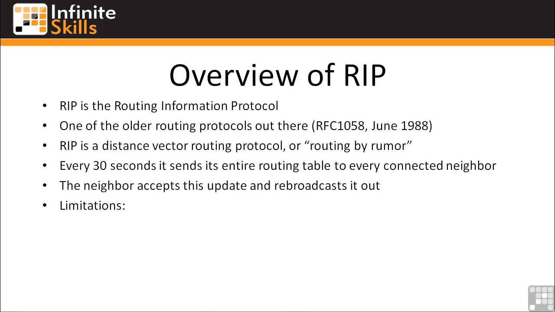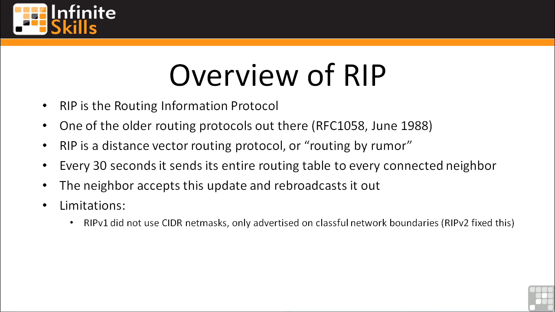So there are some limitations of RIP, which is why it's not really used on big networks. RIP version 1 did not use CIDR net masks. It only advertised on classful network boundaries, and RIP version 2 fixed this. You'll see this when we go into our lab and we don't turn off auto-summarization. You'll see that our networks get broadcast out with the standard default net mask. In our case, we're using a 10. network, so you'll see it broadcast 10.0.0.0/8. This is fixed in RIP version 2, but you have to specifically turn off auto-summarization for this fix to work.